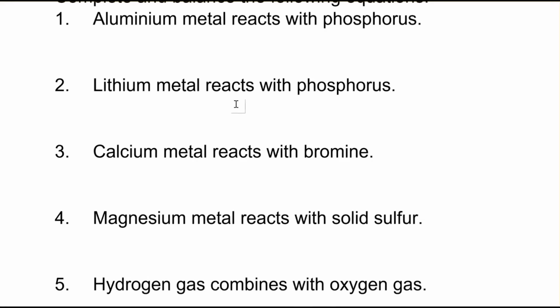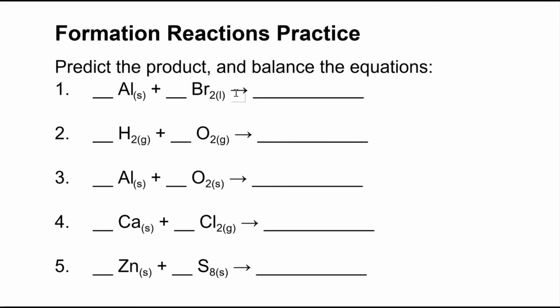Okay? So let's go ahead and try out a couple of these. So it says predict the product and balance the equations. Okay, no problem. So we've got aluminum reacting with bromine. Now, aluminum's a metal, bromine's a non-metal. We're going to make an ionic compound.